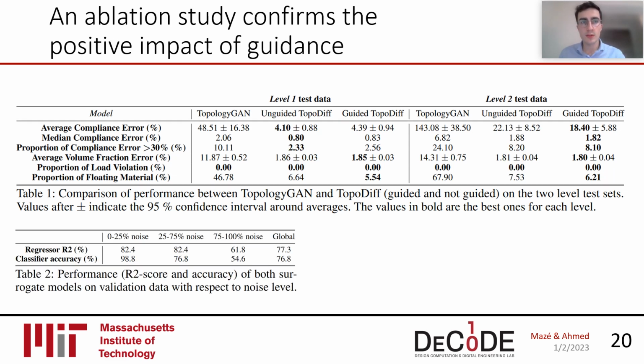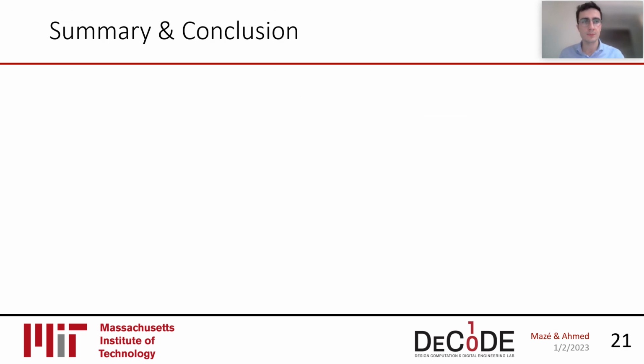We also conducted an ablation study to confirm the impact of our guidance strategy. The floating material guidance has a positive impact on both test datasets. The compliance guidance has no significant impact on Level 1 test data, but has a clear positive impact on Level 2 test data with out-of-distribution boundary conditions.